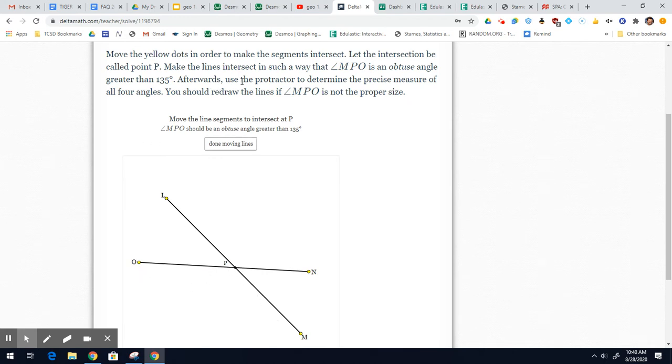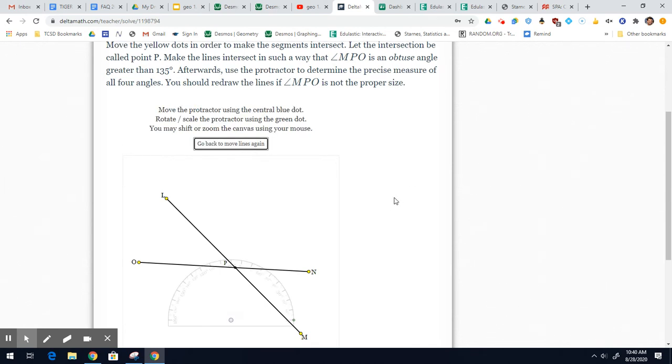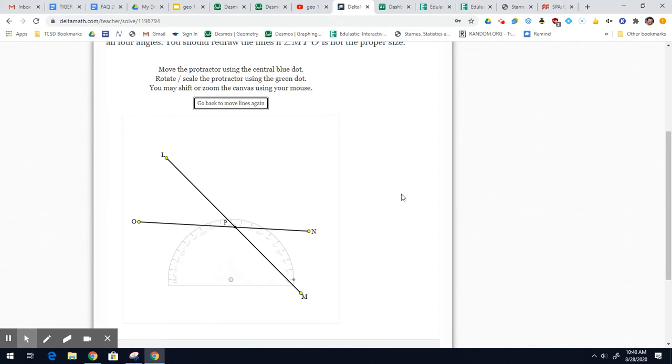It says, afterwards, use the protractor to determine the precise measure of all four angles. You should redraw the lines if MPO is not the proper size. So maybe we should start with MPO, right? That might be good. It says move the lines to intersect at P, which we did. Now the measure of angle MPO should be an obtuse angle greater than 135. I think it is, so I think I'm done moving the lines. Boom. Now it says move the protractor using the central blue dot.